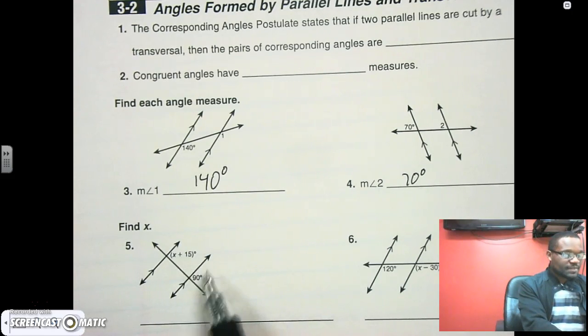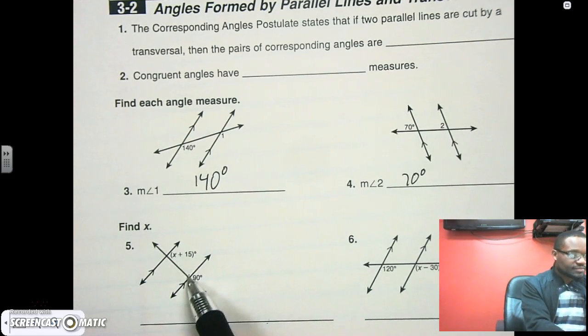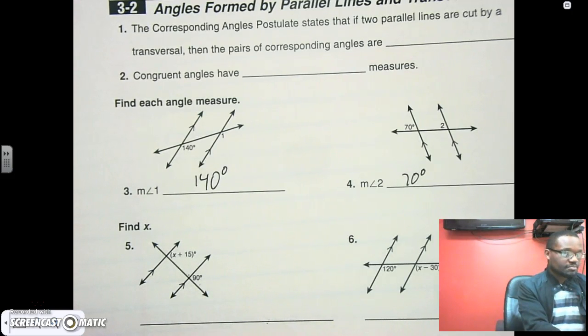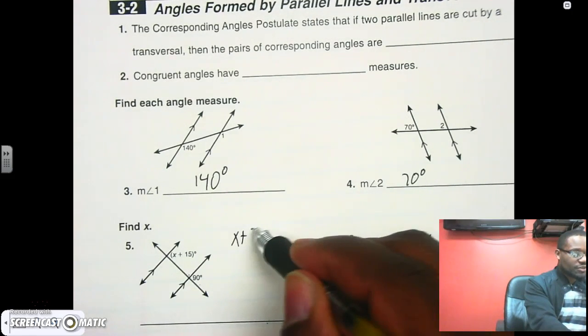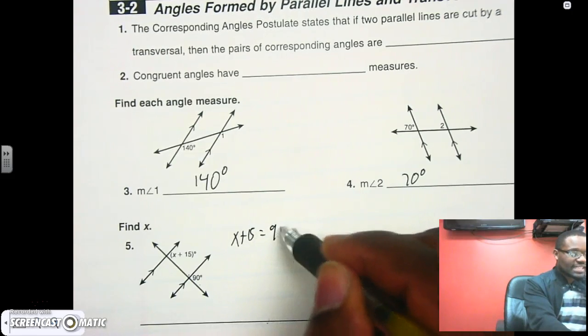But they give me an expression and a number. What I have to do once I see this is remember that I have to set up an equation based on a true statement. If I skip over an angle here, like I've done, what is the relationship between this and this? Wait, pause. Yes, that's right. They are congruent. They're equal to one another. So I set up my equation like that.